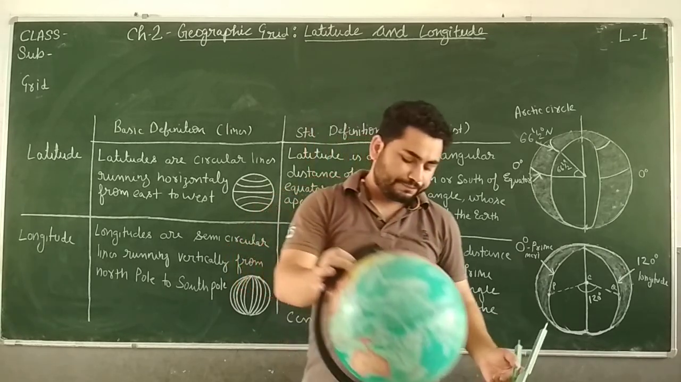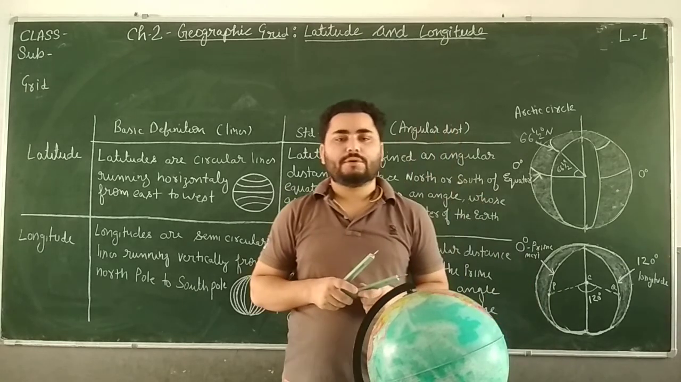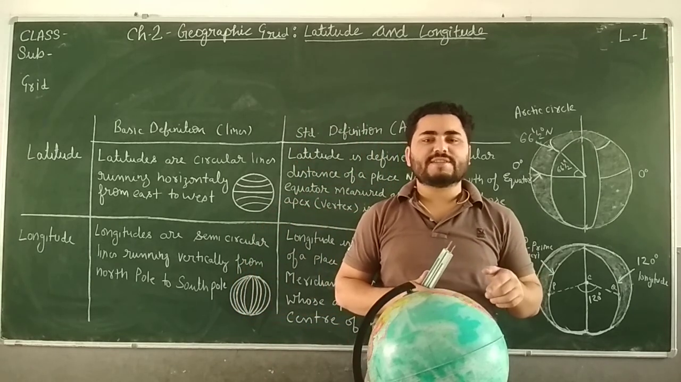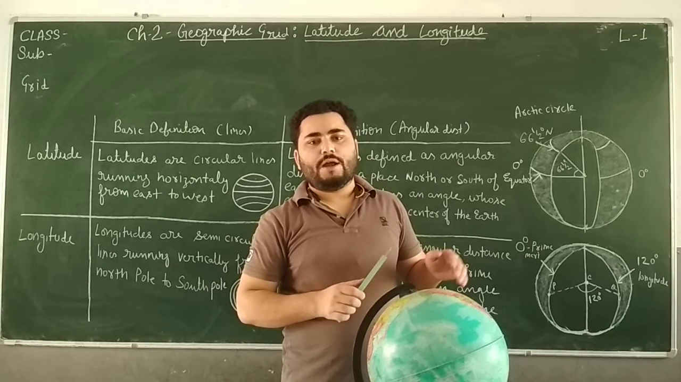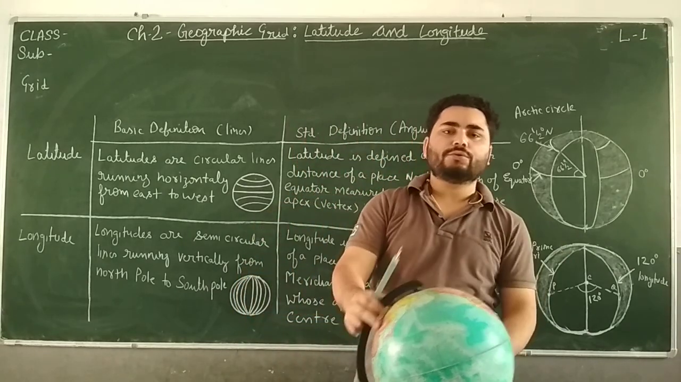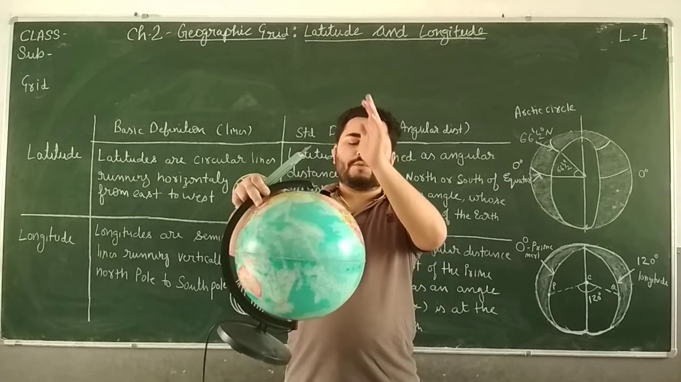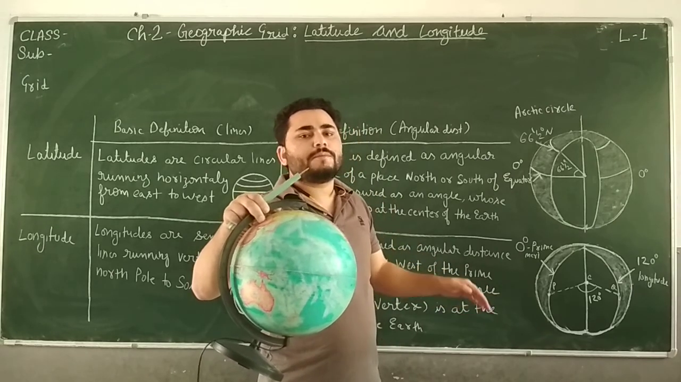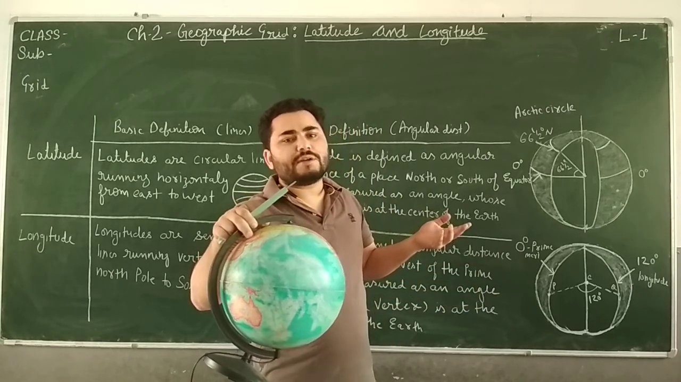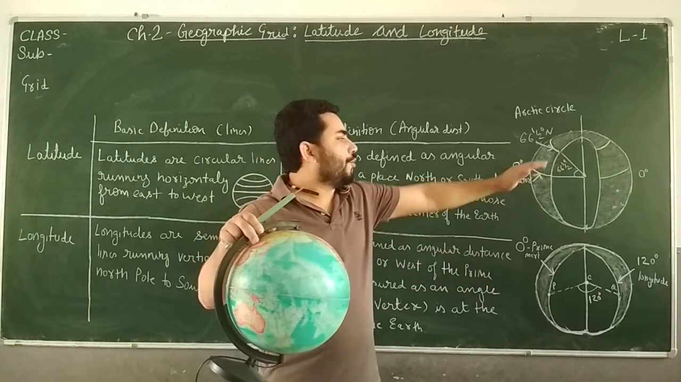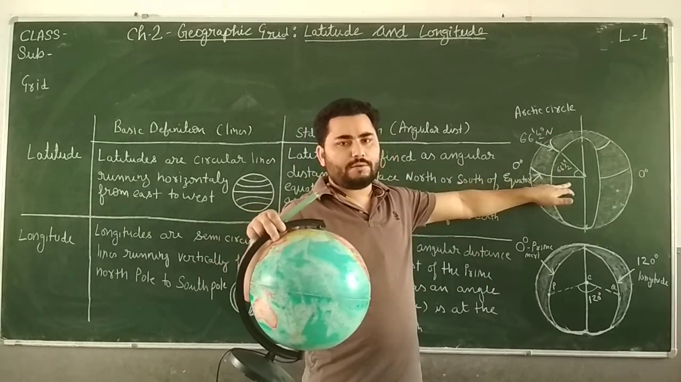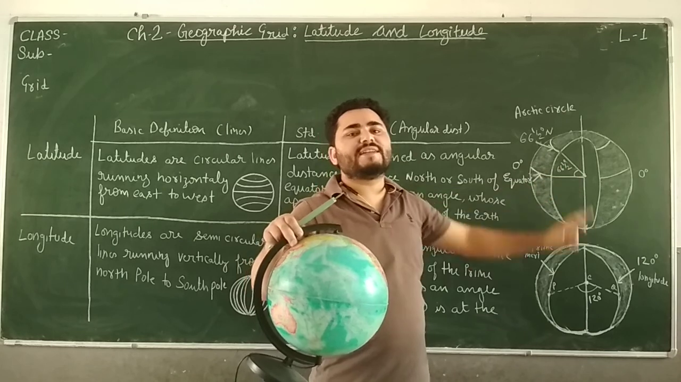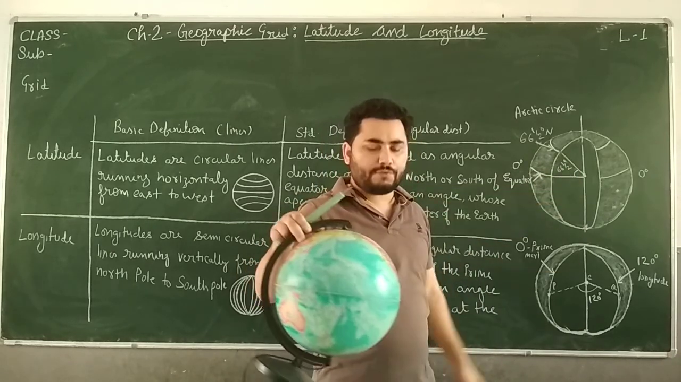Getting or not? So that will be called a line of latitude, whose angle is 66 degree and whose vertex, or apex, is at the center of the Earth, right? And it is north and south of the equator. This is north of the equator, this is south of the equator. Clear? So latitude is an angular distance of a place north or south of the equator, measured as an angle whose apex is at the center of the Earth, right?